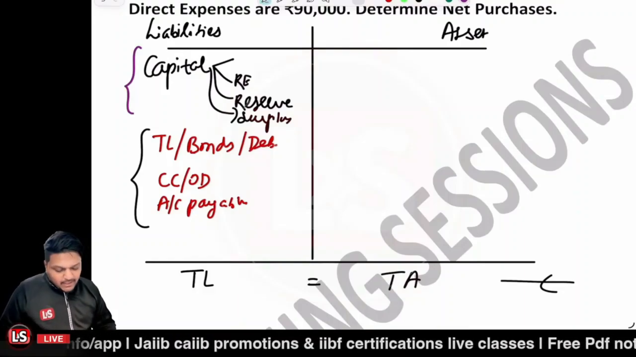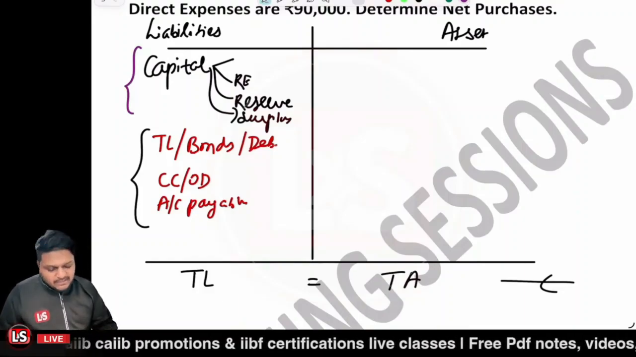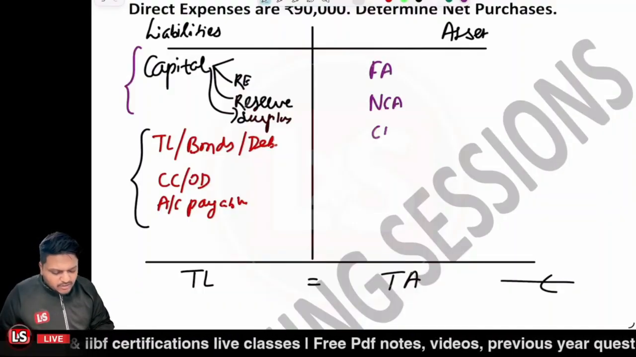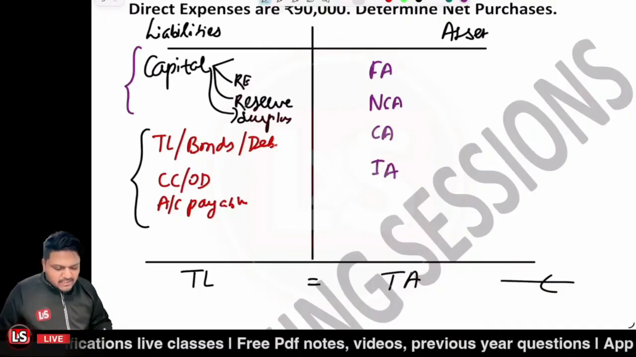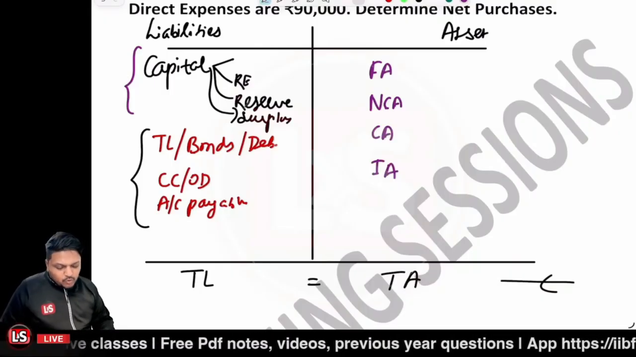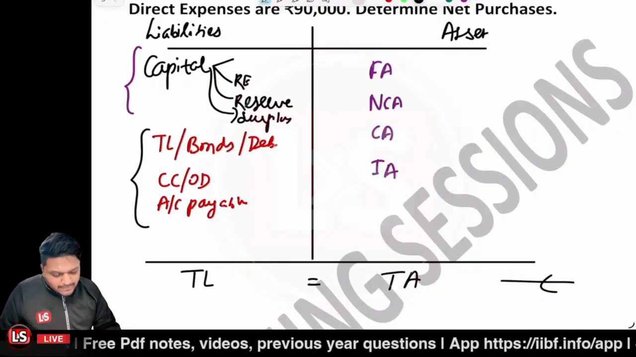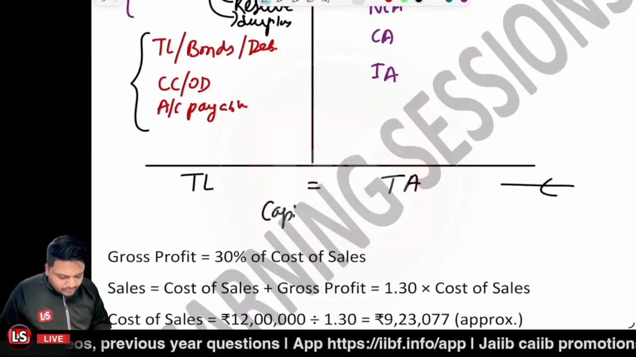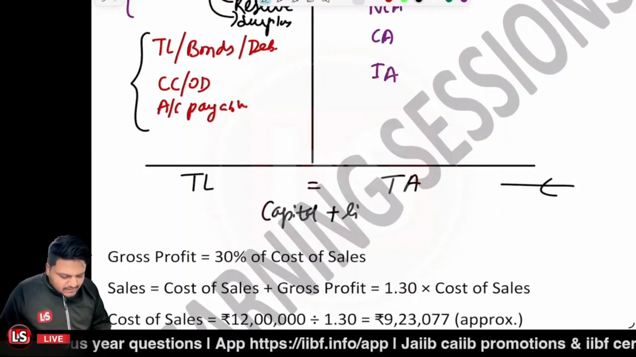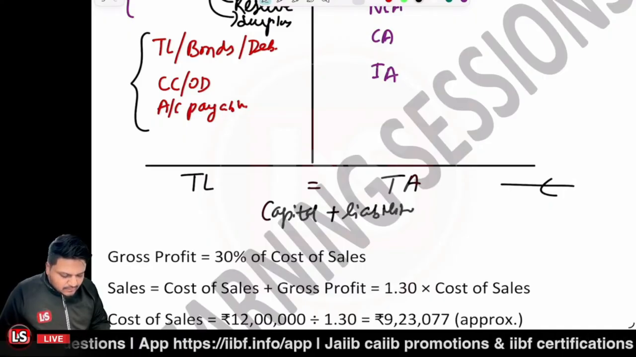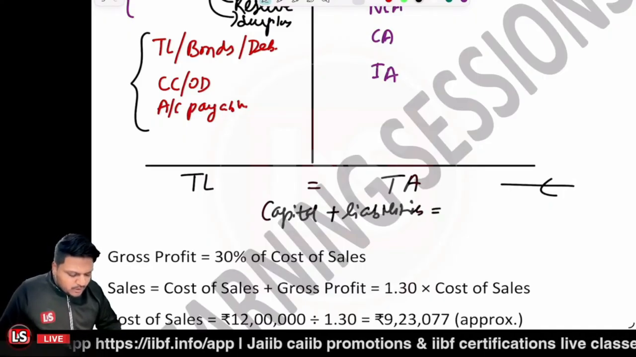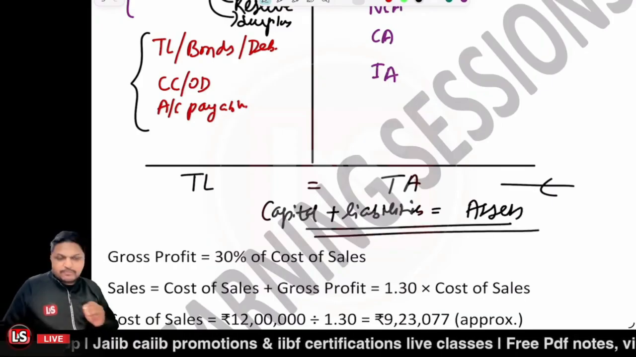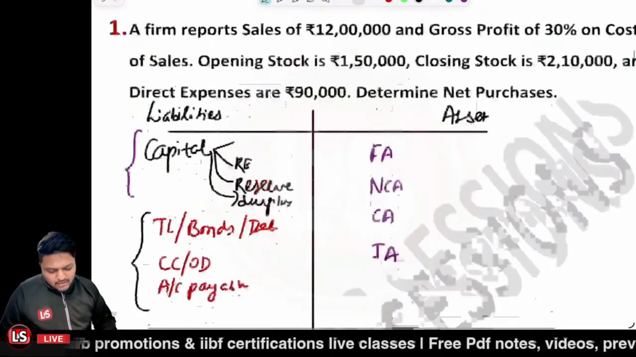That's it, right? And on the asset side, we have all the assets, whether we are talking about fixed assets or non-current assets or current assets or intangible assets. These are all the assets, right? So what is the balance sheet equation? The total of capital plus liabilities is always and always equal to the assets. This is your balance sheet equation.